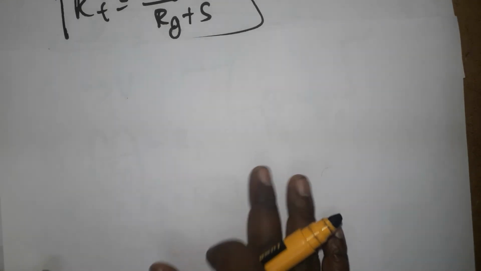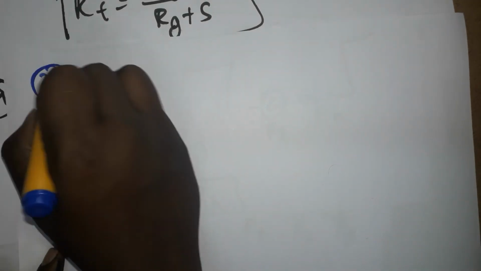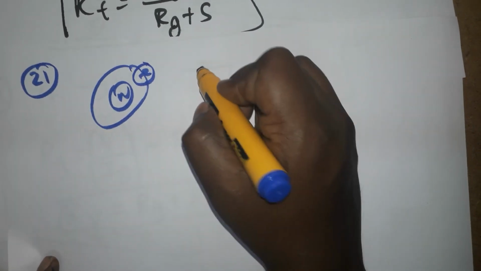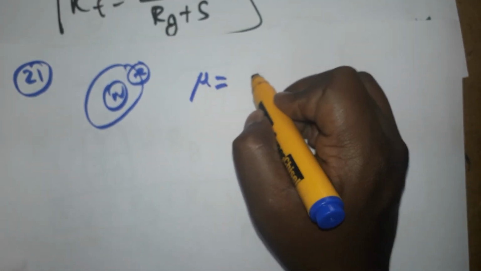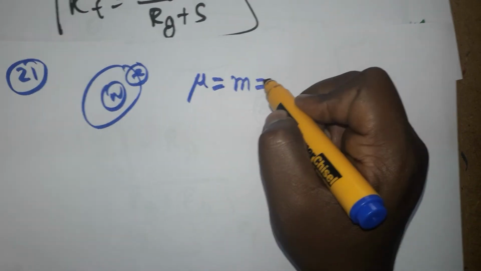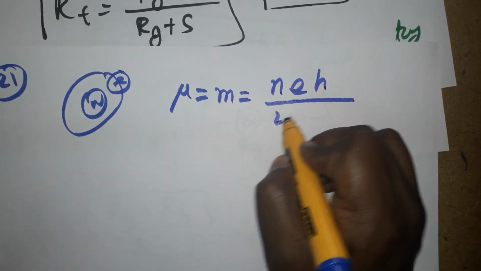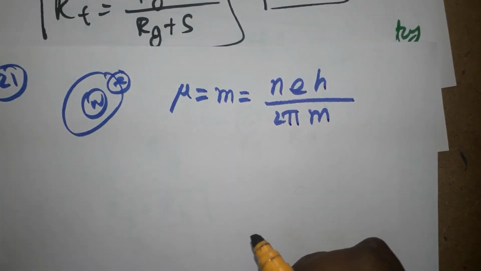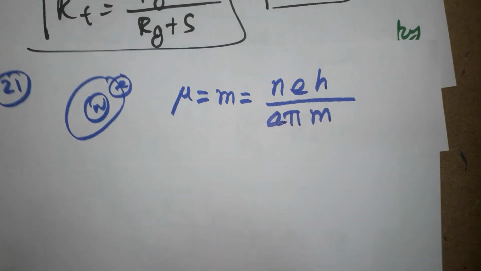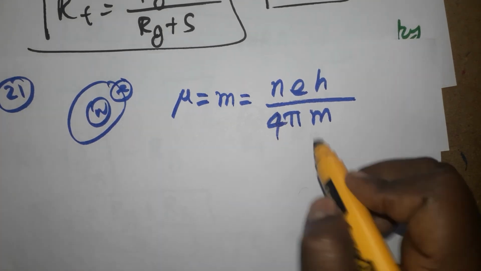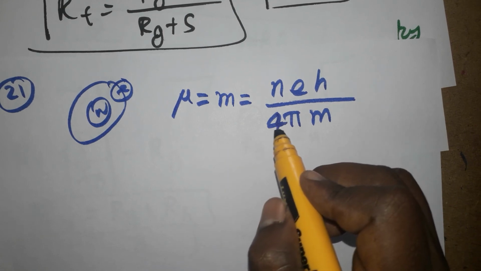The next one, magnetic dipole moment. When the electron acts in a loop in an atom, the electron moving in the current loop gives a magnetic dipole moment. I am taking that value as mu, otherwise it is small m, but in this concept we take it as mu, equal to n e h divided by 2 pi m. It is the magnetic dipole moment when the electron moves in a circular orbit.